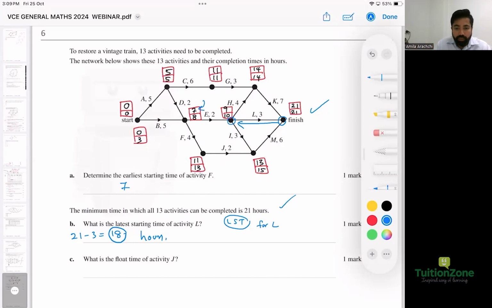Now, what is the float time of activity J? Where's activity J? At this point. That's the easy one. Only one is connecting to J, which is simply 13 minus 11, which is 2 hours. Is that clear? Any questions to ask anyone, just to clarify anything for this particular section? Because networks is the one I can see sometimes comes with tricky answers for some reason.